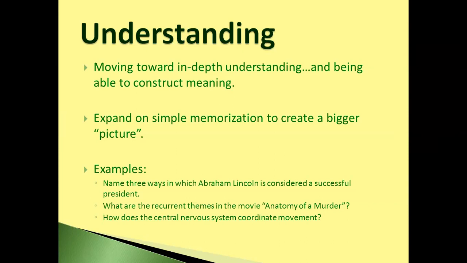How does the central nervous system coordinate movement? Just explaining the elements of the central nervous system, where the brain is, where the nerves are, how they travel through the spine, where they are divided, and at which points they start moving to the body, may not be enough.